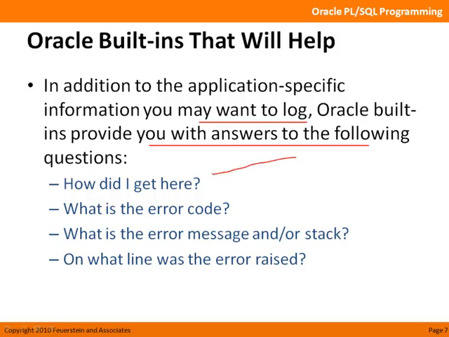How did I get here in my code? What was the execution call stack, the sequence, A called B called C? What is the error code? So in other words, what error occurred? What is the error message? Also the error stack. We're going to talk about the difference between the error message and the error stack. And on what line was the error raised? A really critical piece of information that was made available only as recently as Oracle 10g Release 2.